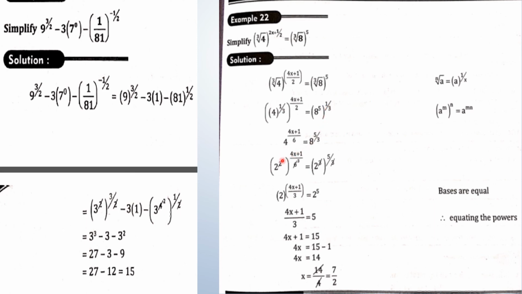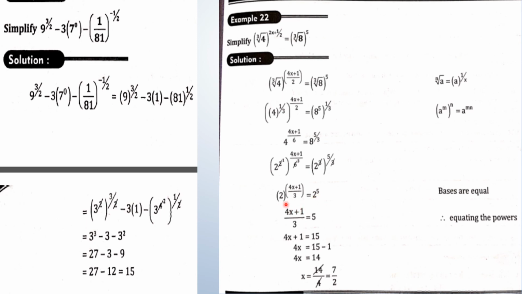So 4 can be written as 2 square, so 2 to the power (4x plus 1) by 6 will be there. 8 can be written as 2 cube. Why? Because everything we are taking in the form of 2. So 8 is written as 2 cube to the power 5 by 3. Here 3 and 3 will get cancelled. Here 2 ones are 2, 2 threes are 6. So remaining is 2 to the power (4x plus 1) divided by 3 equals 2 to the power 5.